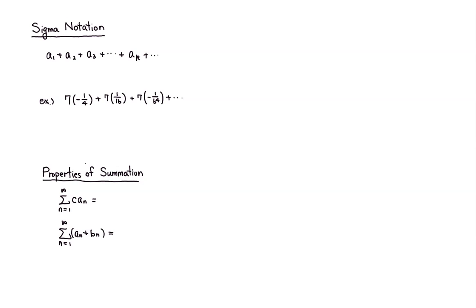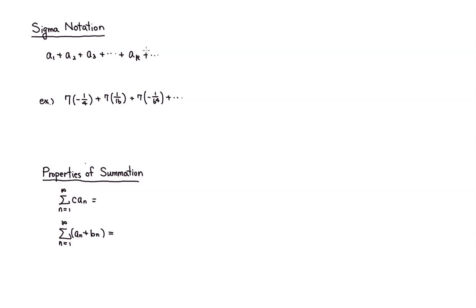All right, let's look at the sigma notation and some basic properties of summation. When you add a bunch of terms, there's a shorter notation instead of writing a lot of terms. Let's say you have A1 plus A2 plus A3 plus all the way, it just keeps on going forever.